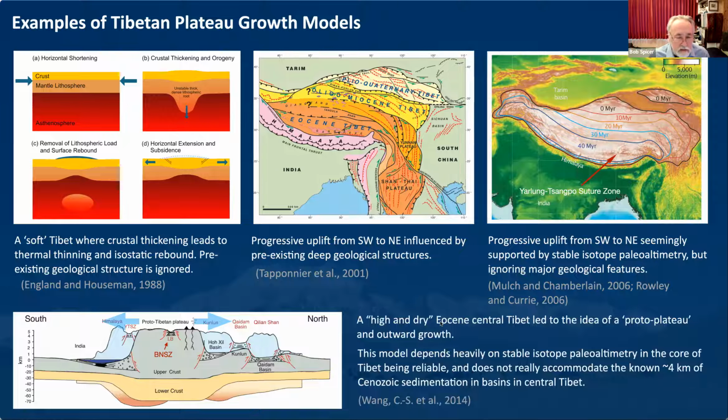More recently, in 2014, Wang Chenshan and colleagues proposed that actually central Tibet was very high in the Eocene. And they did that because subsequent to this work, there was some isotope data coming in from central Tibet that also suggested very high elevations. So in this model, we have a proto-Tibetan plateau that expands both northwards and southwards, primarily in the Neogene. So this core proto-Tibetan plateau was already there in the Paleogene.